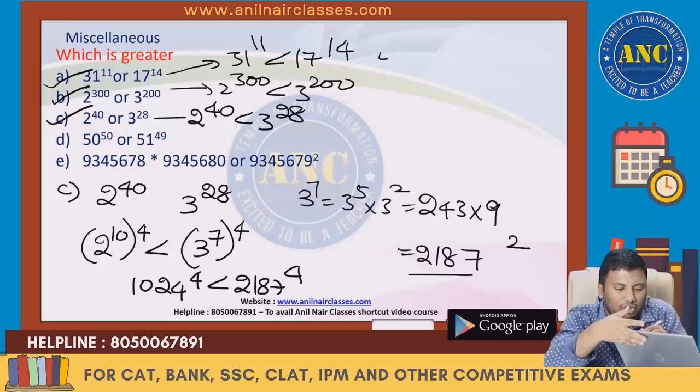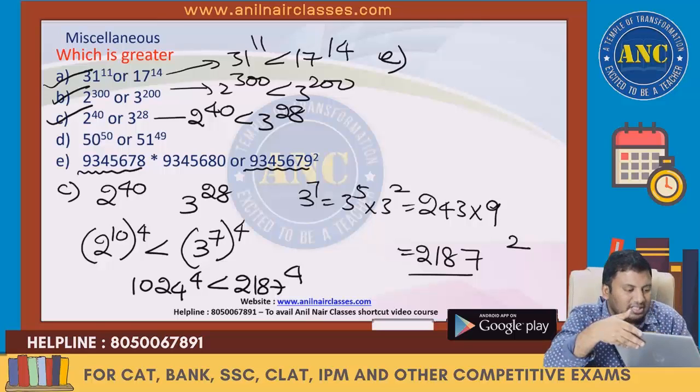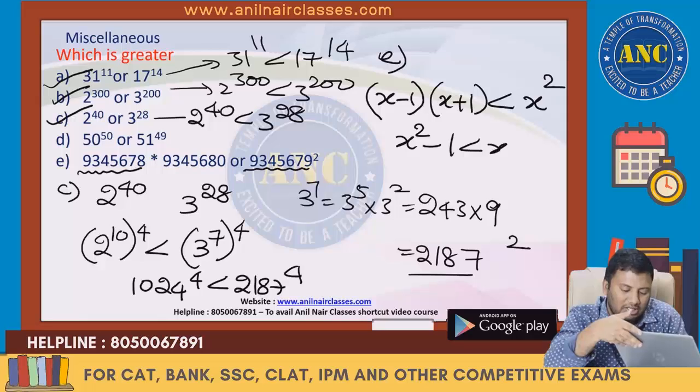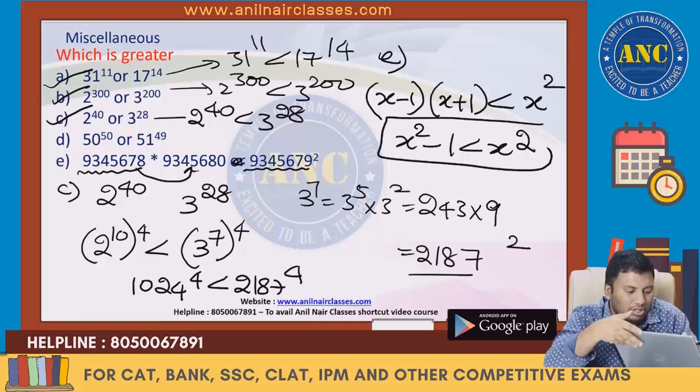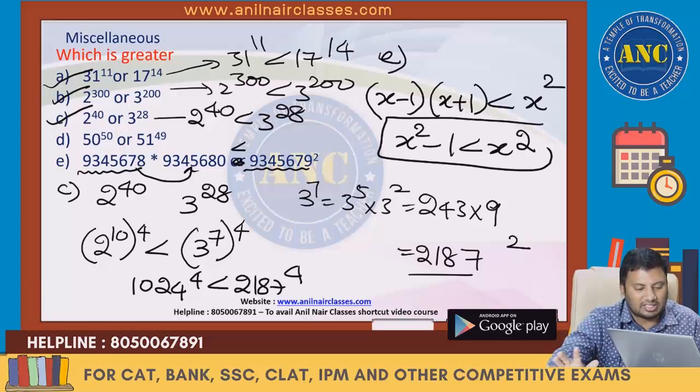First I will do E, which is easy. If I call this one X, the first one will become X minus 1, second one will become X plus 1. X square minus 1 is less than X square. So the product of these two is less than the third one. 9345678 or 9345680. X square minus 1 is less than X square.